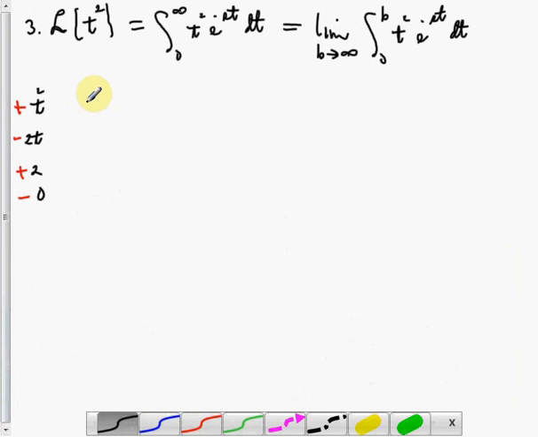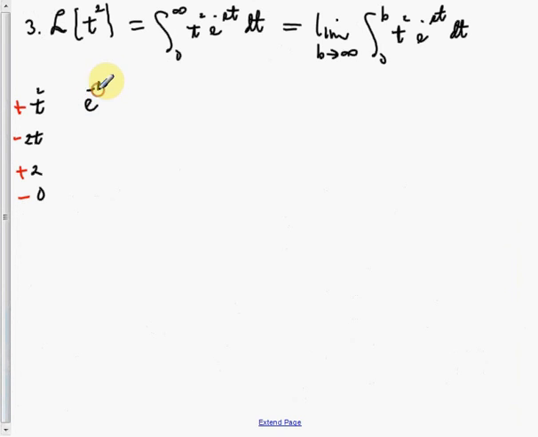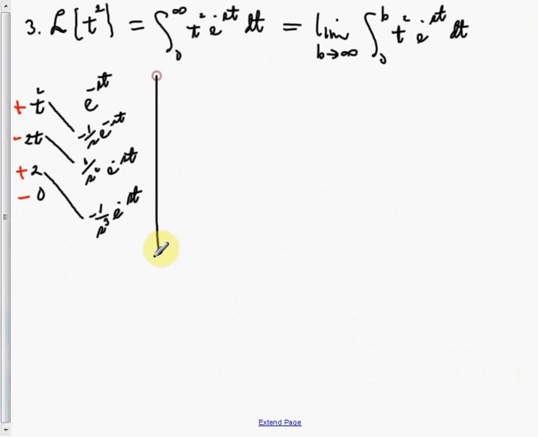Then over here we integrate this e to the negative st. So that's negative 1 over s times e to the negative st. Integrate that, we get 1 over s squared times e to the negative st. Integrate that, because I think we'll need it. This is there. Yep, we need that one. So this is negative 1 over s cubed times e to the negative st. Okay.